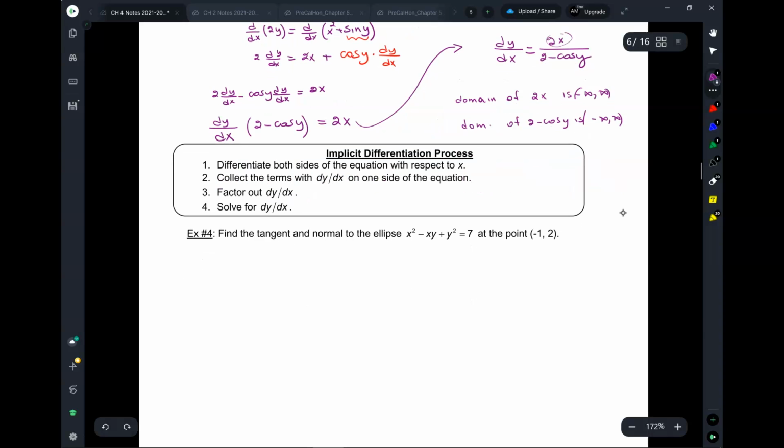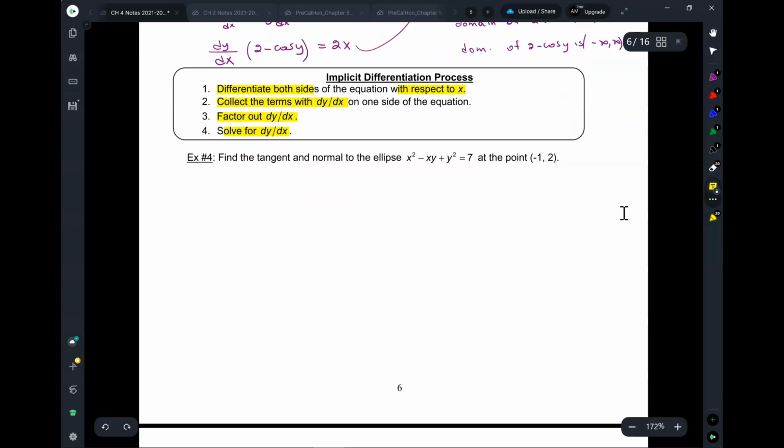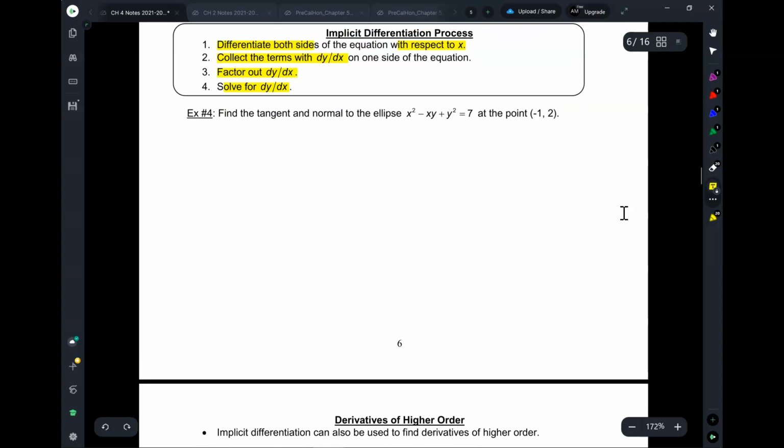Okay, so the process then is we differentiate both sides with respect to x, collect the terms with dy dx, factor out the dy dx, and then solve for dy dx. Okay? And of course, what would any problem be if not to find the tangent and the normal line of the tangent line? Okay, so let's do this. Oh, look, we have an ellipse this time. Okay? Look at this problem.